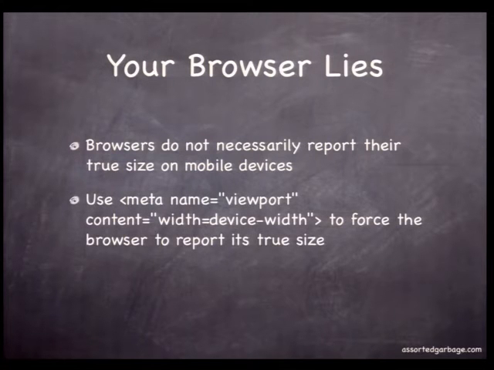There is a way, however, to force the browser to report what it really is. This is a new meta tag called viewport. So it's meta name equals viewport, and then content equals width equals device-width in this particular case. Now you could also say max device width, min device width, but I'm just going through this one line, telling the browser, hey, quit lying to me. Tell me exactly what you are. Tell me what your actual size is.